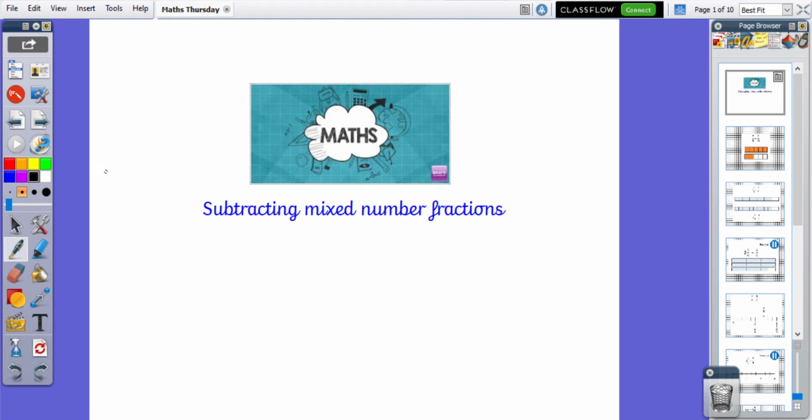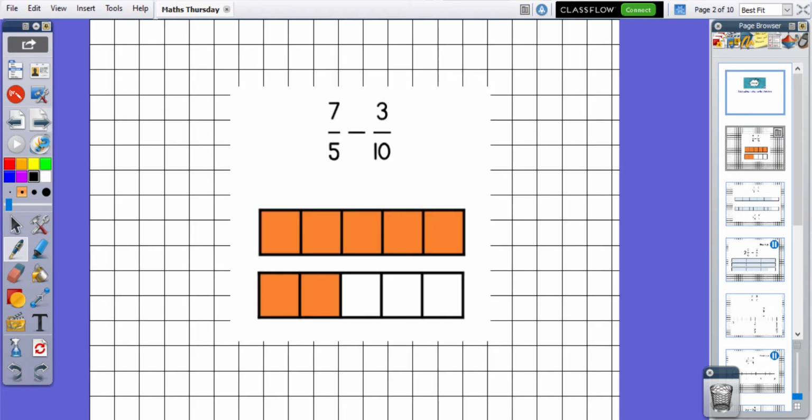Good morning, Year 5. Today we are going to be subtracting mixed number fractions. I'm going to show you three methods today: the bar model method, the number line method, and then the skill method where you just do it, okay? I'm going to show you the first method first, which is the bar model method.